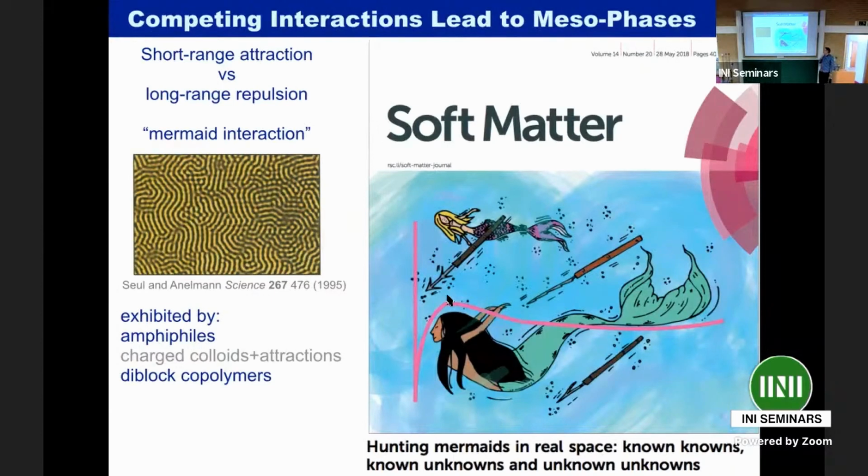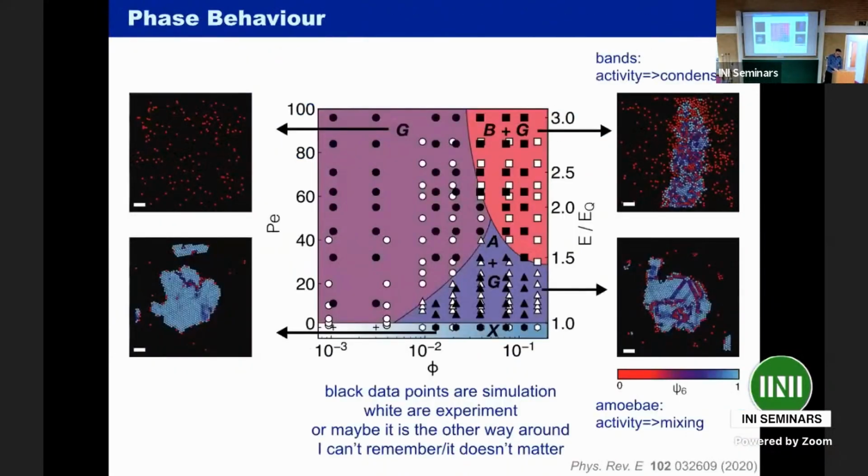So we've seen these sort of mesophases before. What we've not seen is them being driven by activity and suppressed by activity in the same system. In the end, we arrive at a phase diagram as we show here. Now, what I quite like about this is there's a lot of data points on it. Some of them are experiment, some of them are simulation, and I don't know which are which. Okay, so we can completely reproduce these phases that we see.